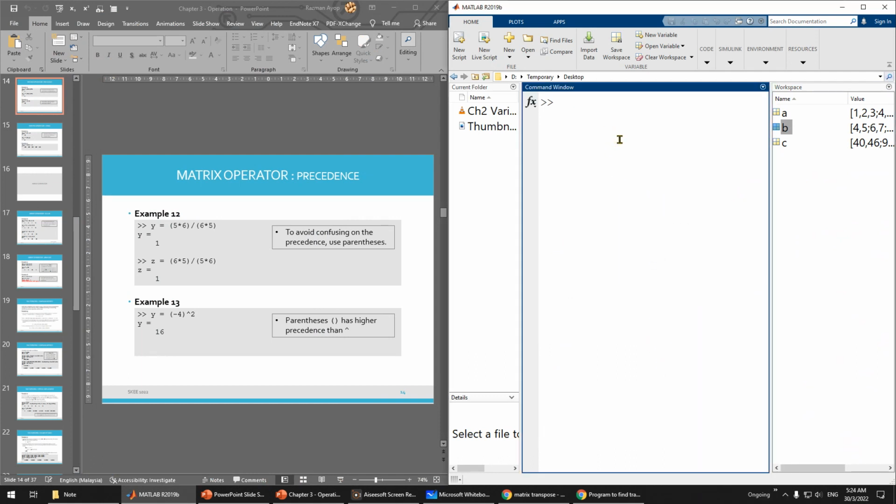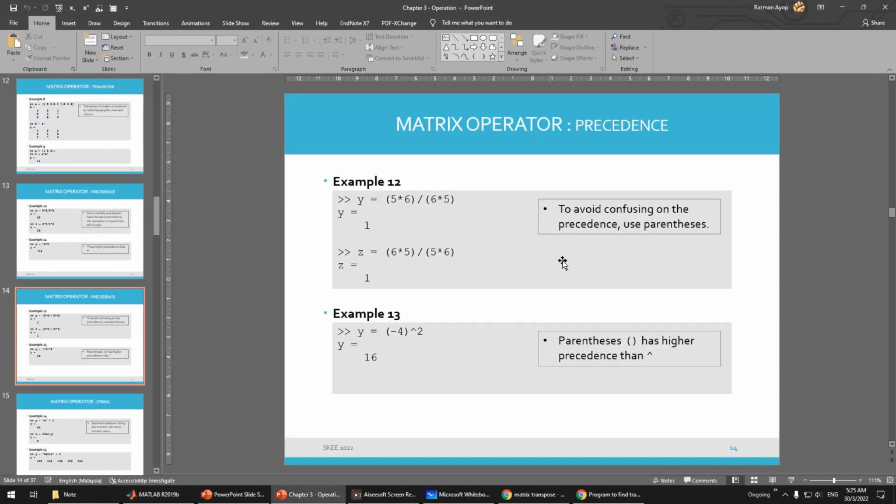Sorry about that. It takes a little bit long time. I just want to finish this subtopic. So y is equal to -4. Power of is Shift 6 and 2. Make sure you know how to insert the value. Make sure you know the manual way and the MATLAB way.